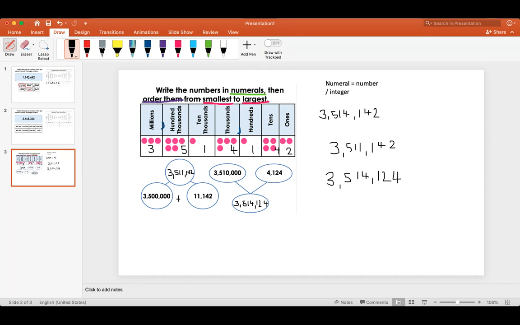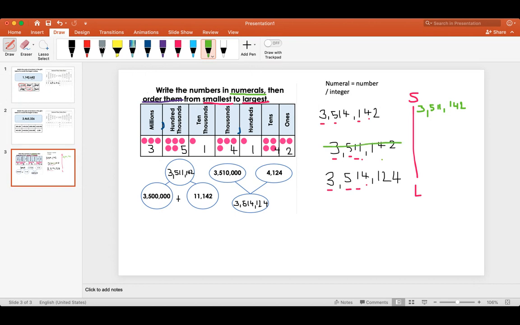So we've not ordered them from smallest to largest. So let's just refresh ourselves. So from smallest to largest. So let's have a look. Now they've all got a 3 in the millions column. So I need to move on to the next digit. They've all got a 5. So that's not helping me at the moment. Now we have got a 1 and a 1 and a 1. So we can't use that one. Then we've got a 4, a 1 and a 4. Now that can tell me pretty quickly that 3,511,142 is the smallest figure there.